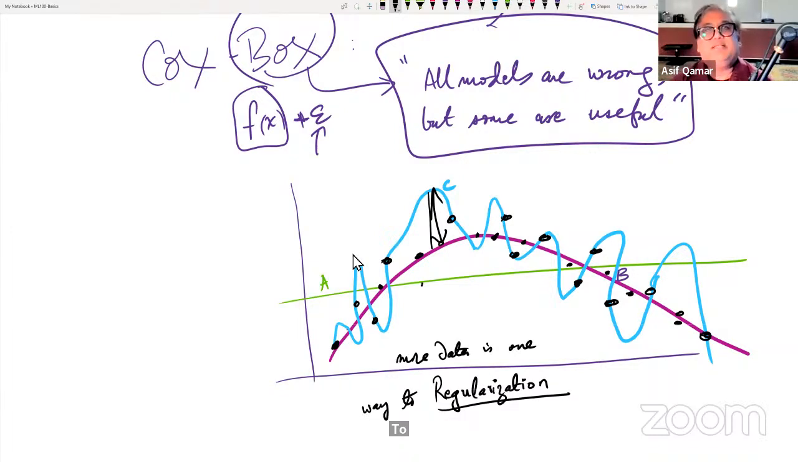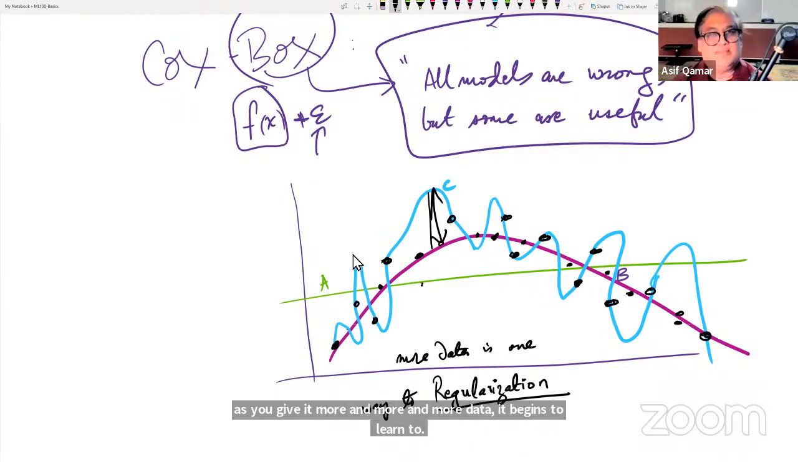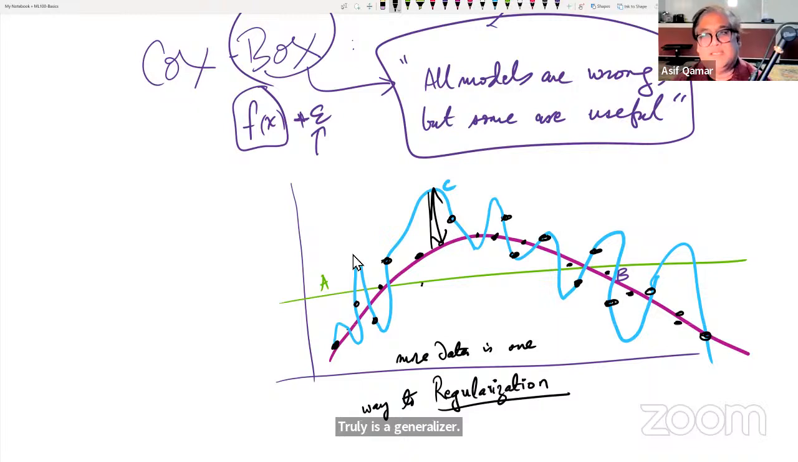This has very real life implications. These days, we train these so-called large language models. And one of the things we realize is that these are ginormously complicated models. In the beginning, when you give it some data, it just quietly memorizes it. And it will just give you good answers only for the data it has seen. But as you give it more and more and more data, it begins to learn to generalize correctly. Right? So more data truly is a regularizer. It's a forcing function for generalization.